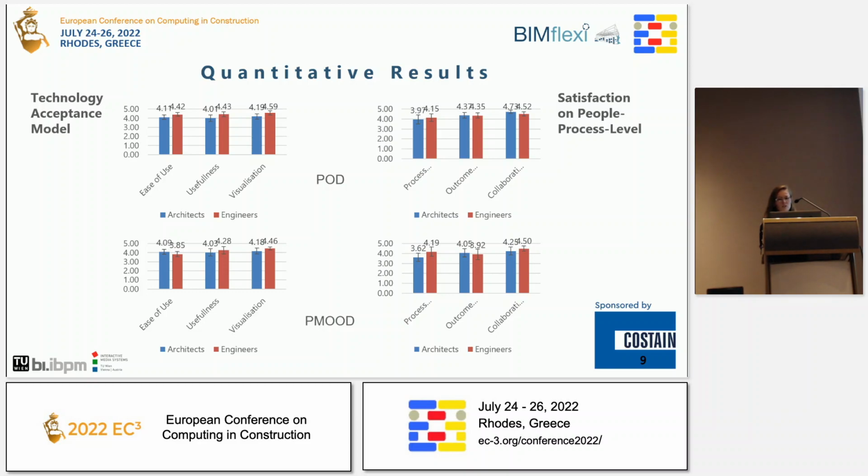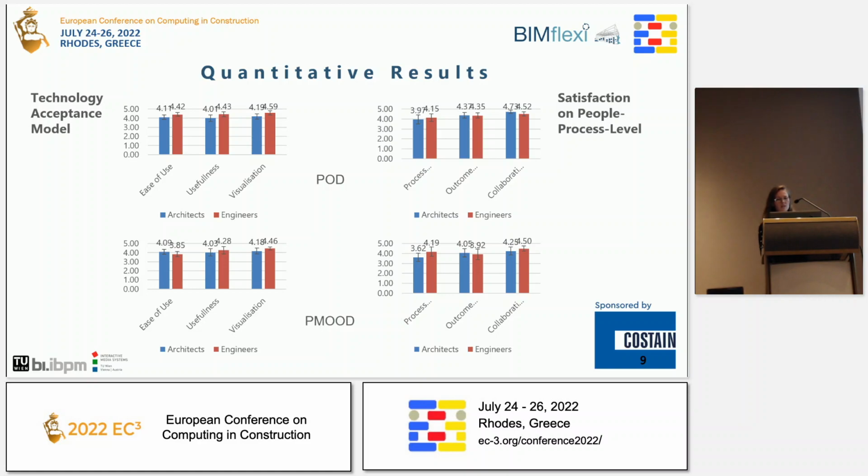The same categories concerning technology and work satisfaction were evaluated to investigate the automatic approach. So for this approach, the results suggest that the participating engineers were more satisfied with the usefulness and the visualization regarding the technology acceptance model. For the subcategory ease of use, the architects rated their satisfaction with 4.09, while the engineers were slightly less satisfied, resulting in a rating of 3.85.